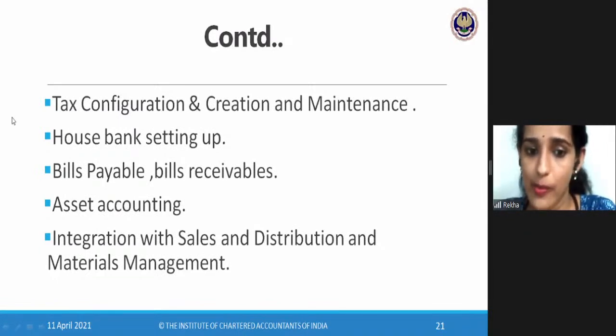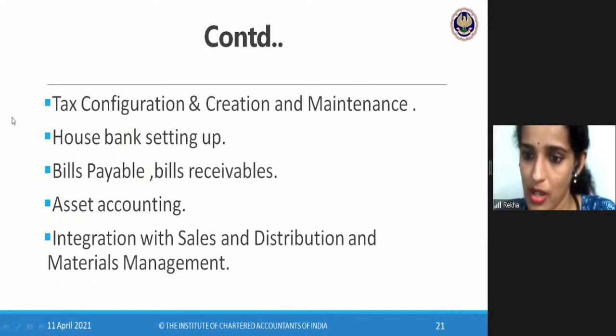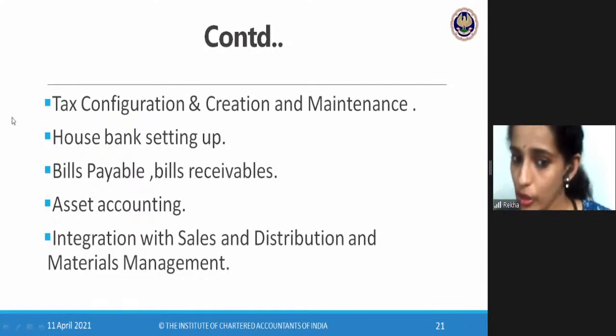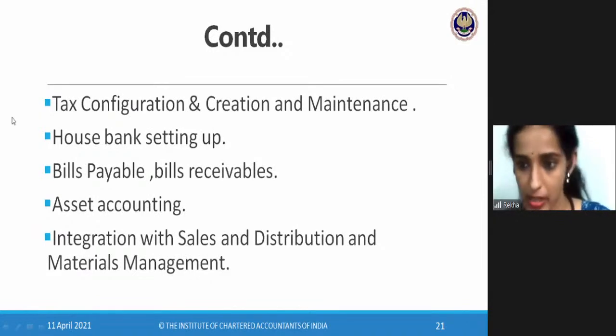House bank setting up means what? Say, for example, the companies will have 1 or 2 banks. Every transaction will go through those bank accounts, right? So every now and then they need not enter these bank accounts. All the transactions will be made through specific accounts. They'll have 2 or 3 bank accounts, and through those bank accounts they'll be making all the payments to the vendors. They'll be receiving all the amount from the customers. All this will be coming to these particular bank accounts.